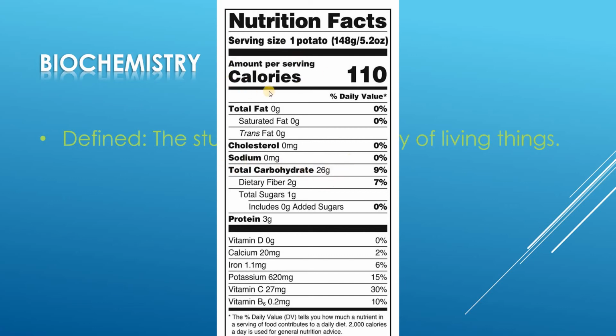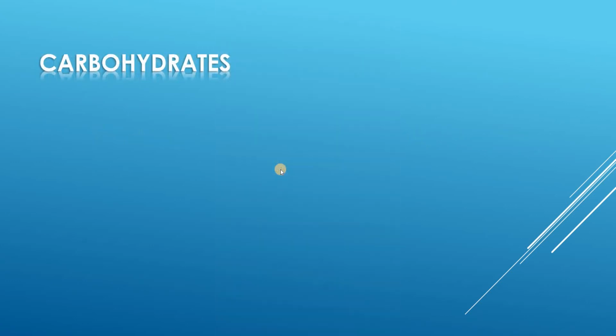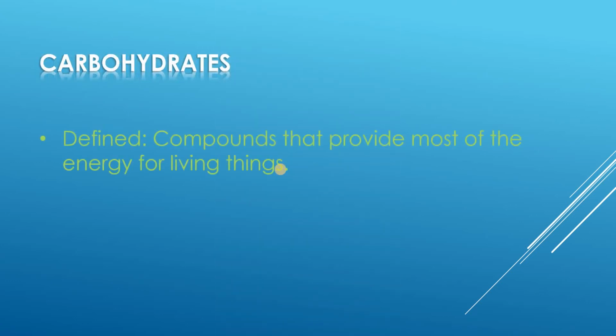This particular one, calories, is large, and most people focus only on the calories. Calories are a part of the energy that we get from food, but also the carbohydrates. So let's talk about that together. Carbohydrates, by definition, are compounds that provide most of the energy for living things. If you had to eat food for energy, I hope you would pick carbohydrates.